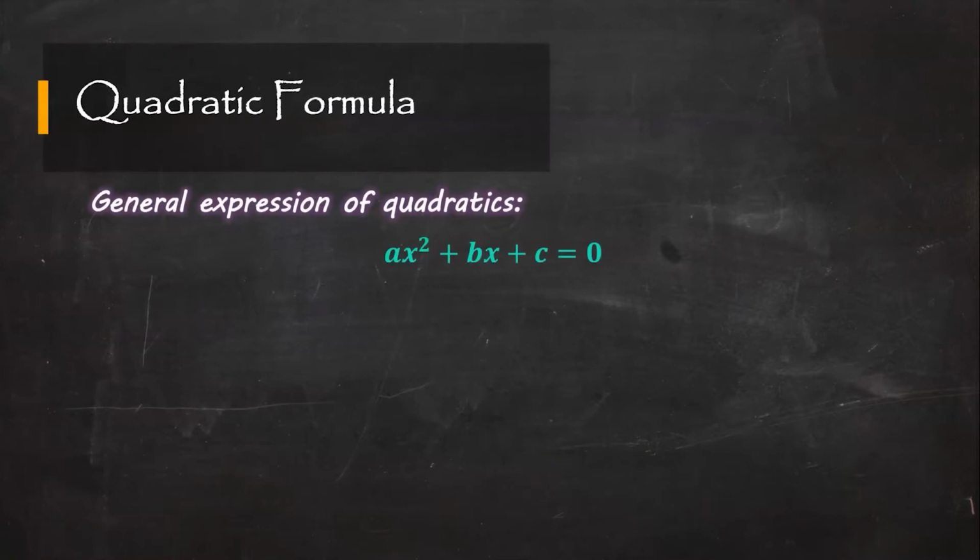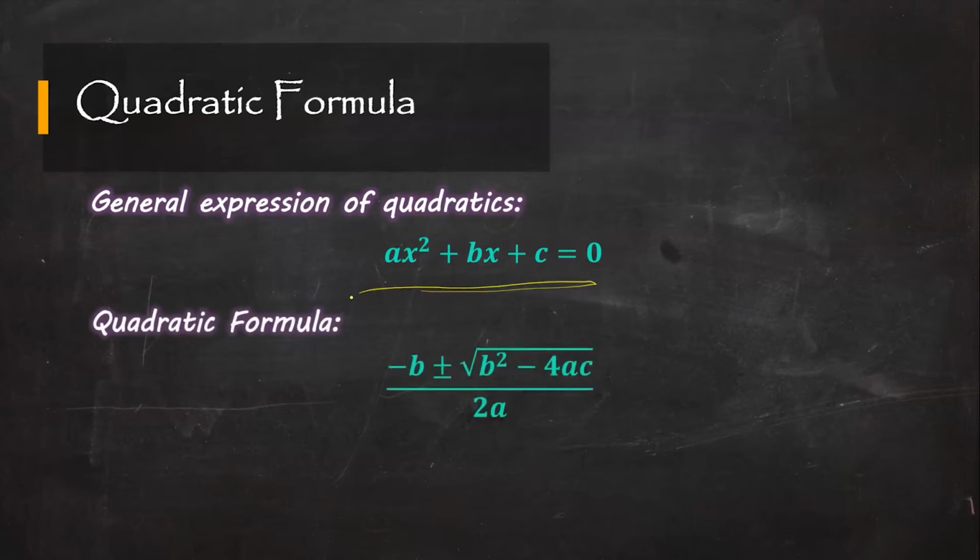So we all know that the general expression of a quadratic is ax squared plus bx plus c equals 0. And the quadratic formula is negative b plus or minus the square root of b squared minus 4ac, over 2a. So the a, b, c come from the coefficients of the quadratic. And before we move on to the examples, we have to mention that all solutions are real numbers.